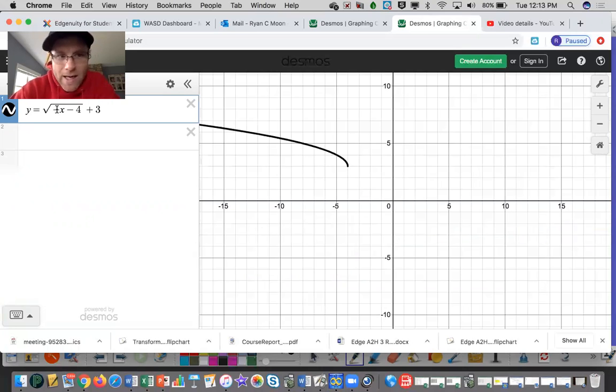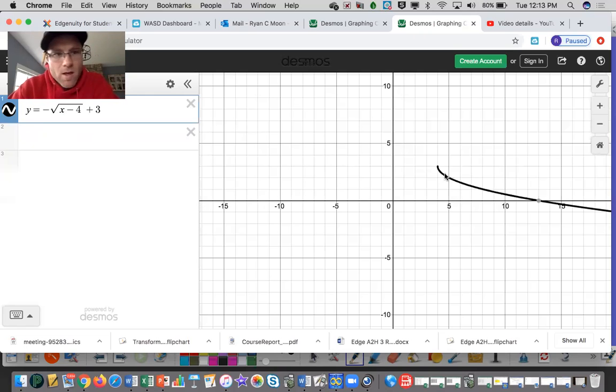Okay, now I have some different things in here I haven't talked to you about yet, like reflections across the y-axis. Matter of fact, let's just do this one right here. This would be a reflection across the x-axis as opposed to reflection across the y.